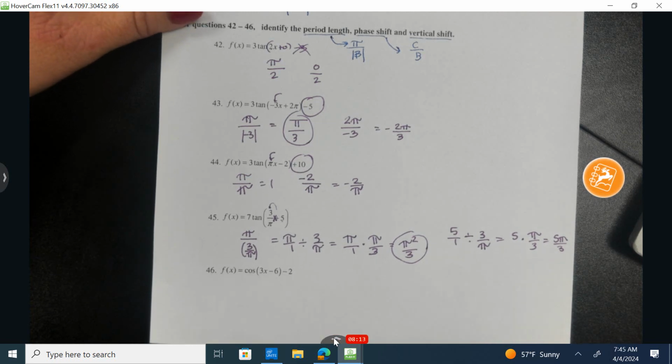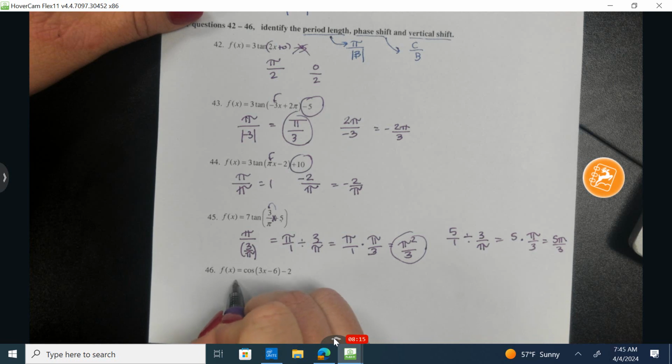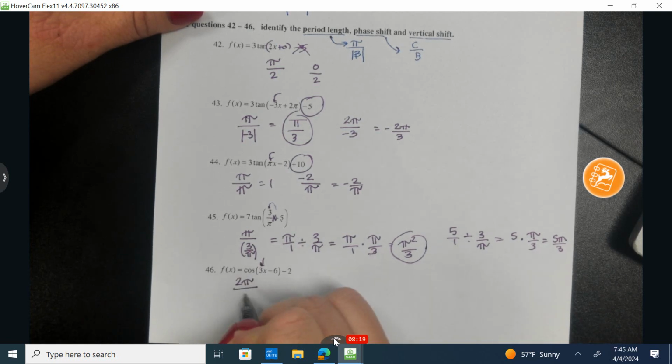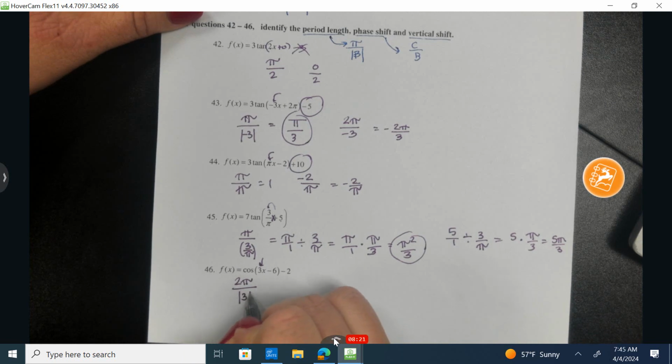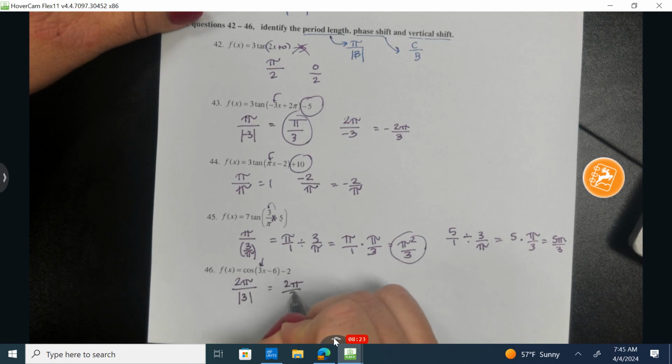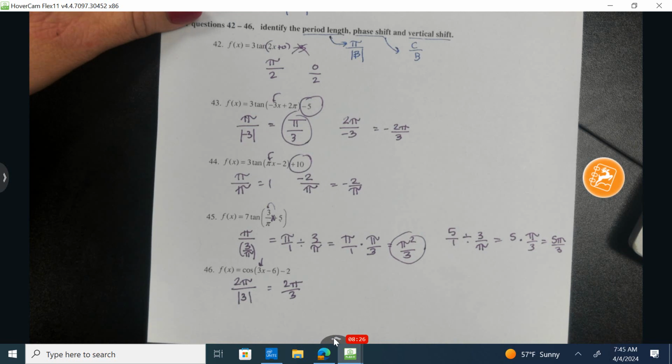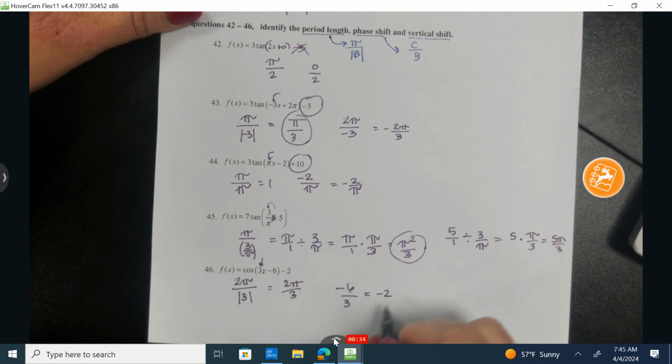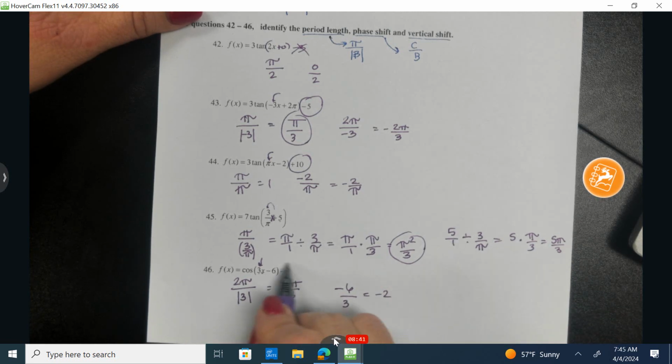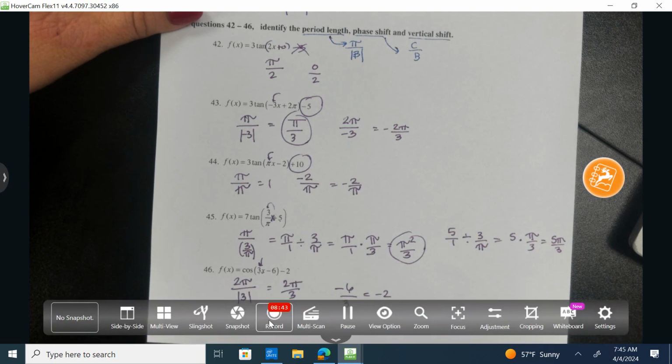Now notice we go back to cosines. What is the period length? It's 2 pi for cosine and sine, divided by the absolute value of the coefficient of x. So the period length here is going to be 2 pi over 3. Now the phase shift, I'm going to take -6 and divide it by the coefficient of x, which is -2. Because it's a negative, I'm going to say shift to the right a distance of 2 units. And lastly, I have a vertical shift of down 2.